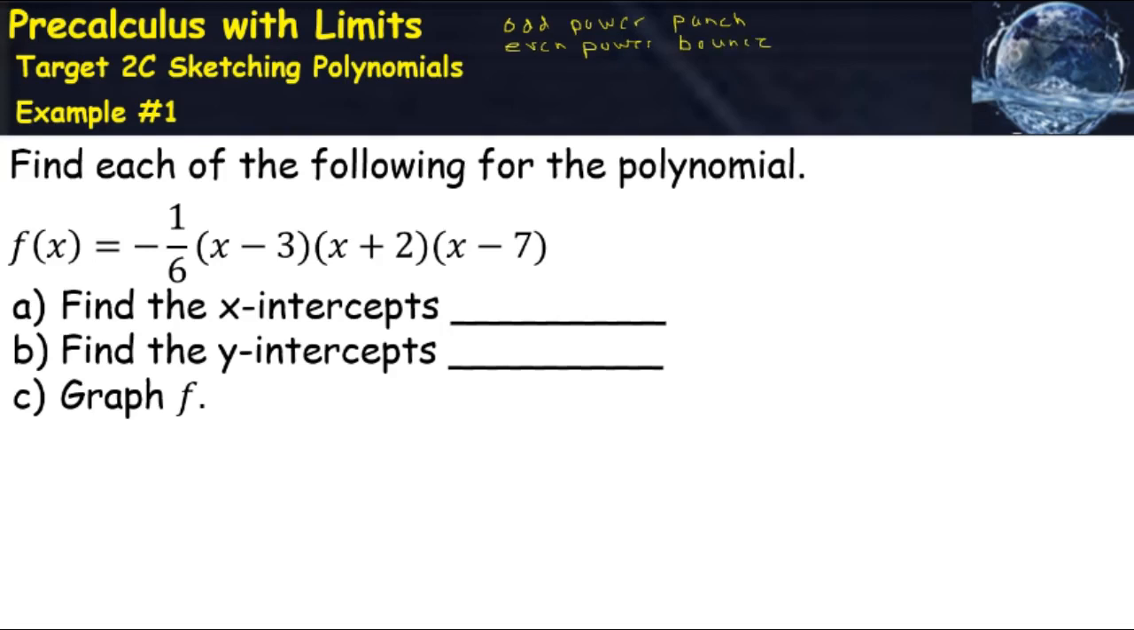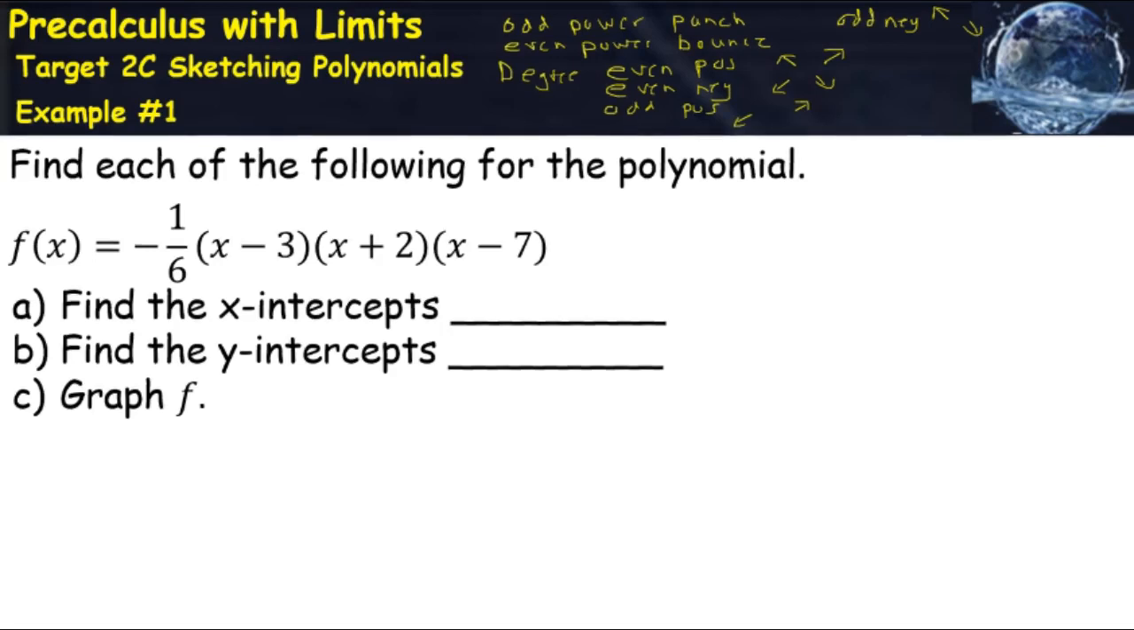And then if the whole degree is even and the leading coefficient is positive, so even positive, the end behavior looks like this. If it's even negative, then the end behavior looks like this. And odd positive looks like this. And I guess I'll write it over here, odd negative looks like that. So we're going to use that to graph this polynomial.